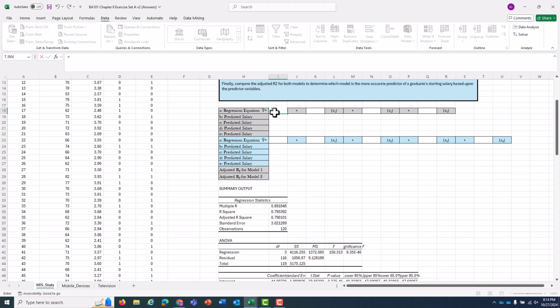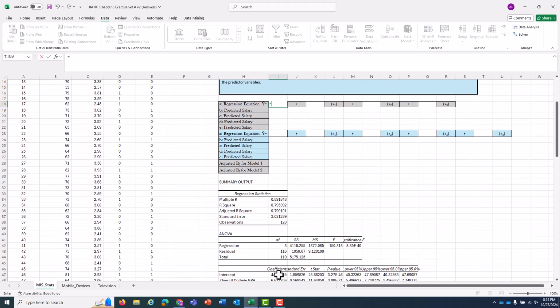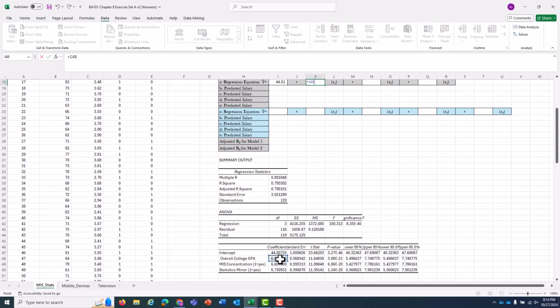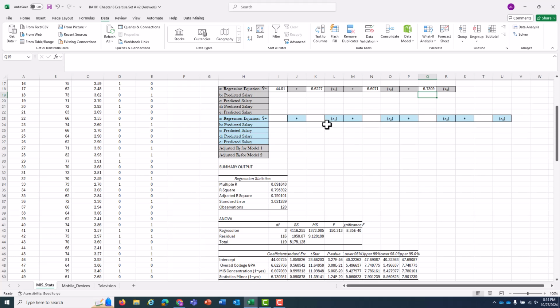There it goes. It's going to be equal to our intercept plus our first coefficient, and we'll have x1 be our overall college GPA. Our second coefficient, we'll have x2 be the coefficient for our MIS concentration. And then lastly, our third coefficient, which is for our statistics minor. So all things together, this should be our regression equation for making predictions.